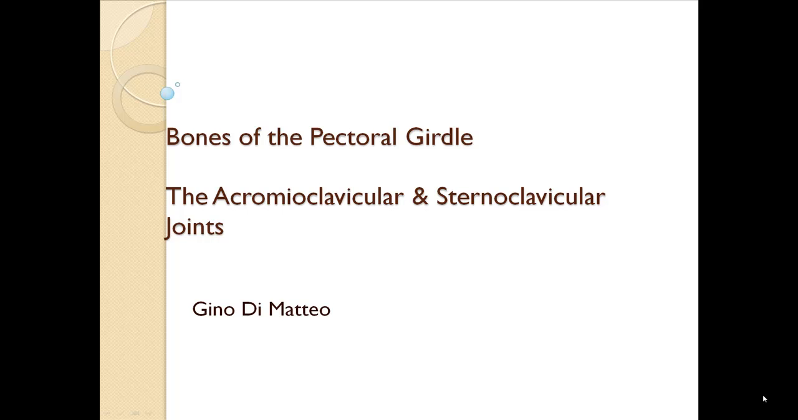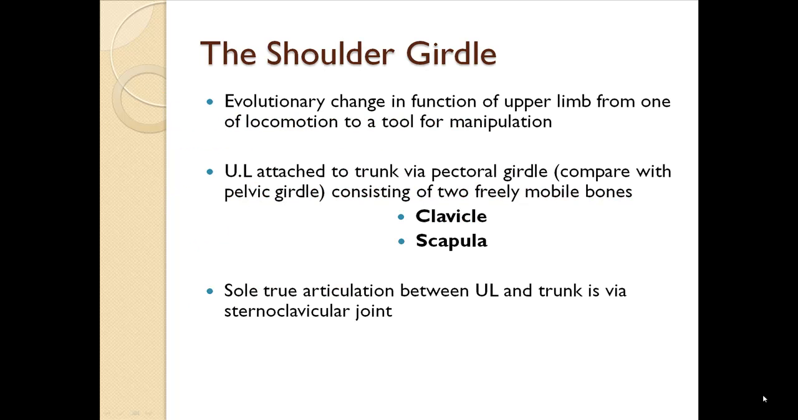Looking at the bones of the pectoral girdle and the upper limb and the acromioclavicular and sternoclavicular joints, there are some notable differences between the girdle of the upper limb versus the girdle of the lower limb. Evolutionary changes in the function of the upper limb have led one from the upper limb being a tool for locomotion to a tool for manipulation, and consequently we require more mobility.